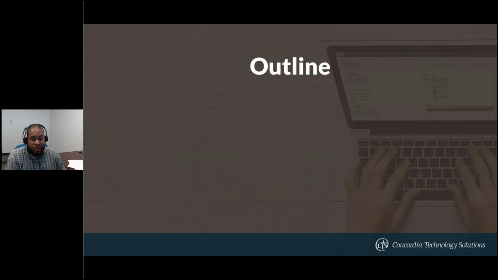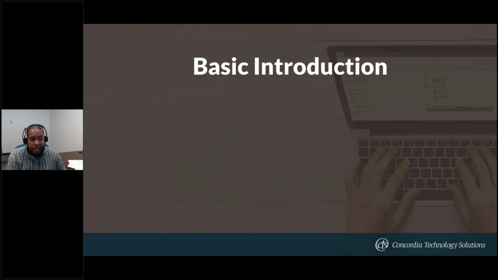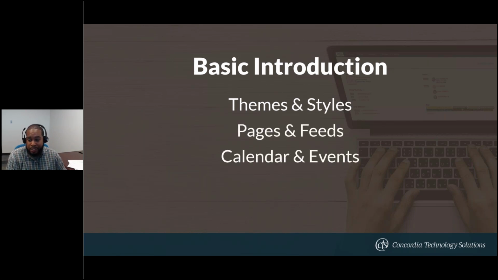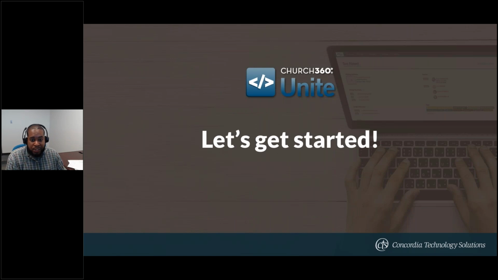So let's move on to today's outline. We're first going to conduct an overview of the tools of Church360 Unite, and then we'll give a couple of practical examples to show you how you would use the software. And then we'll wrap up with questions and answers. In the introduction of our webinar today, we'll cover themes and styles, pages and feeds, calendars, and the events in your calendar. We'll cover users and member-only tools, and directory, groups, and mailing lists. So I'm going to take this time to switch things over to Ken.